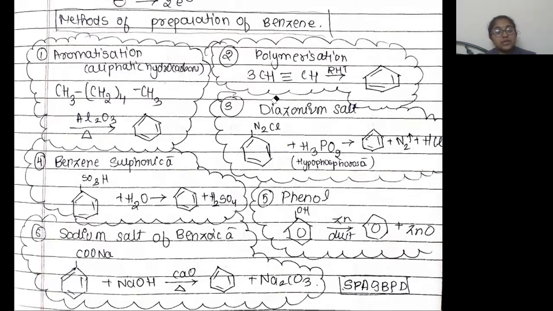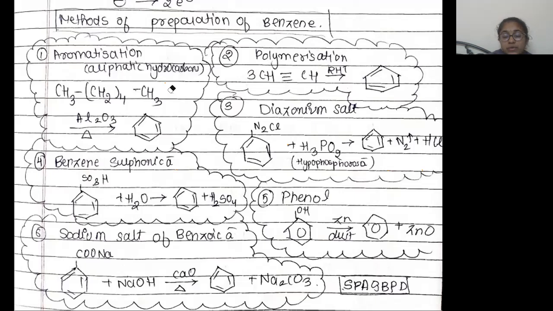As well as hydrogen, you can match and see. You will get the perfect number, that is C6H6. H also I have here 3, 3. We are also using Al2O3, you should remember. Now the second one is polymerization. This is also a very common thing. You need to remember that when polymerization comes, it is the use of RHT, red hot tube. So 3 CH triple bond CH in the red hot tube will give us benzene.